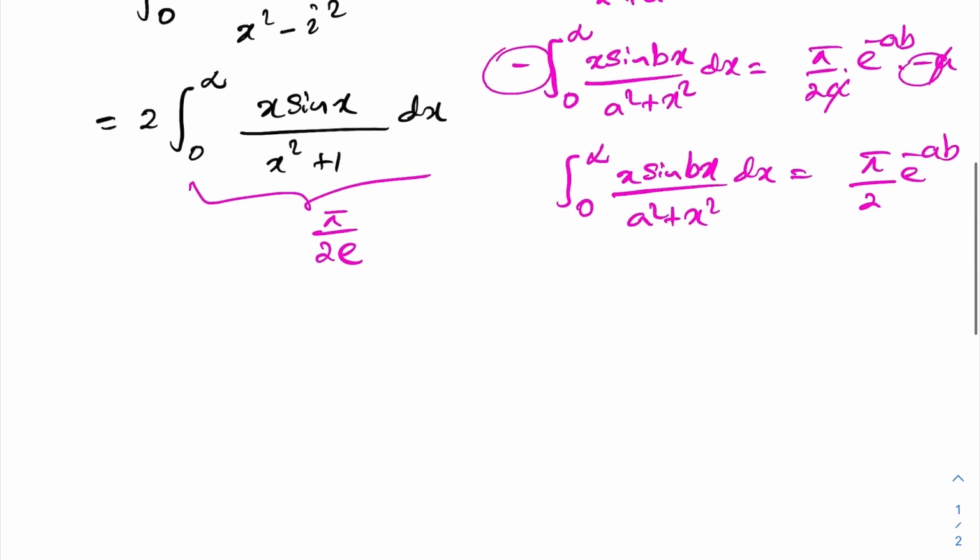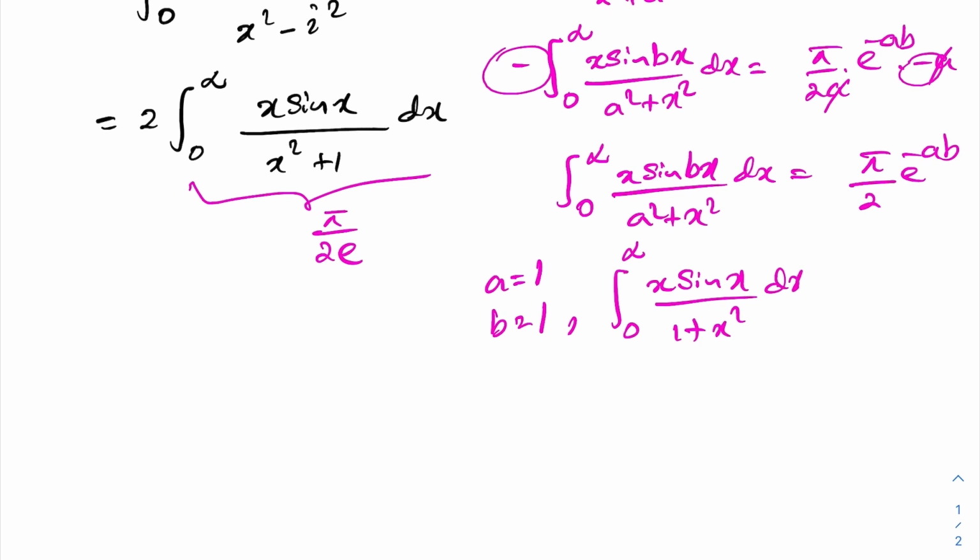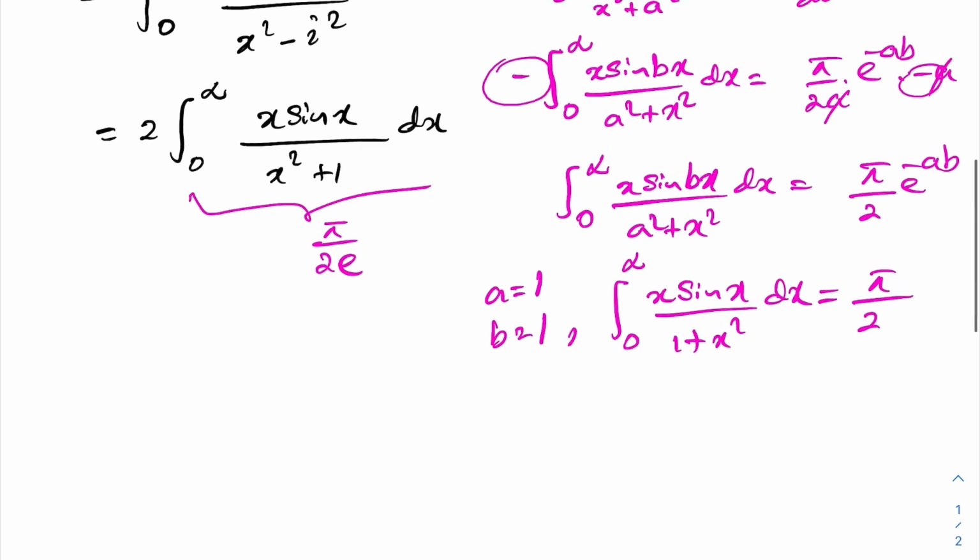Now let's apply when a is equal to 1 and b is equal to 1. We have the integral from 0 to infinity of x times sine of x over 1 plus x squared dx. This is our integral, and we know this is equal to pi over 2 times e to the minus 1, we know pi over 2 times e. So we have the same answer. If not, again you can evaluate this integral by using complex analysis.